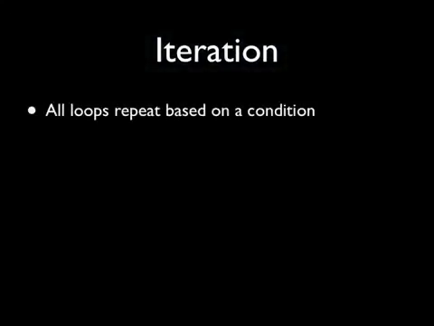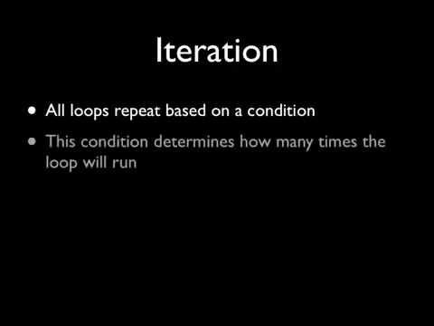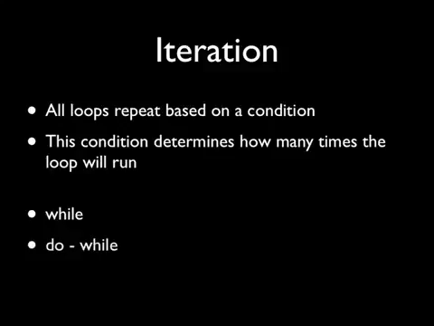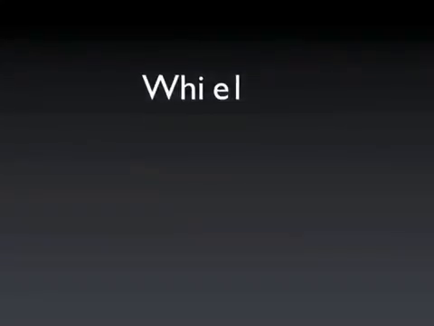So all loops repeat based on this idea of a condition. And the condition is really the key to all of this, because it determines how many times the loop's going to run. We have three main loops: while loops, do while loops, and for loops. And what we're going to do is go through all of them and discuss the differences between them. I'm going to start out with the while loop.